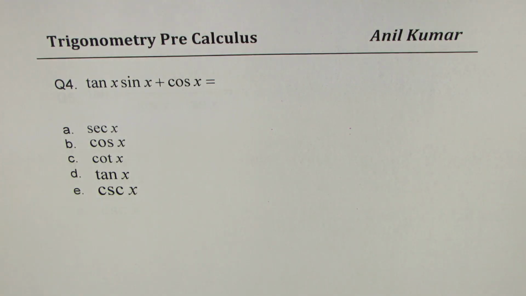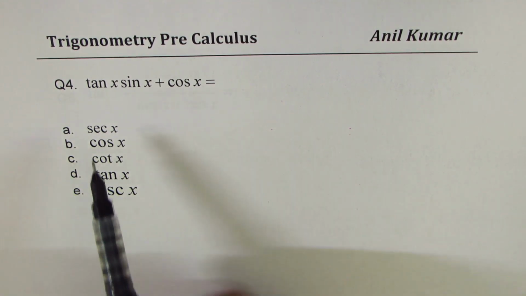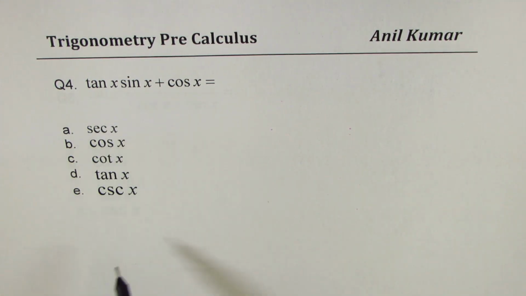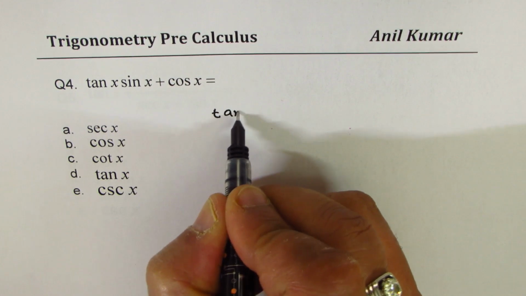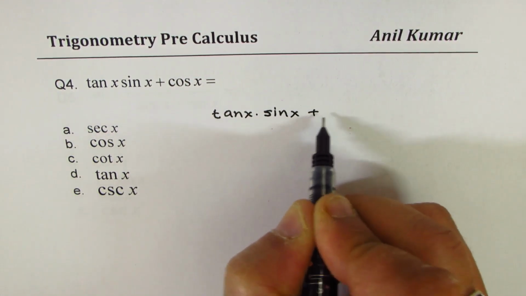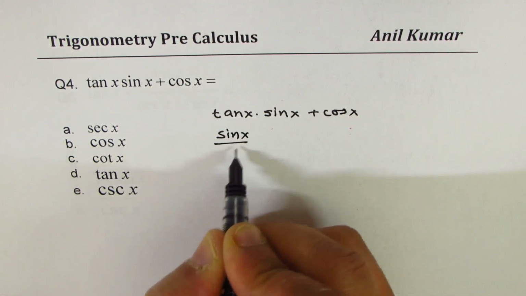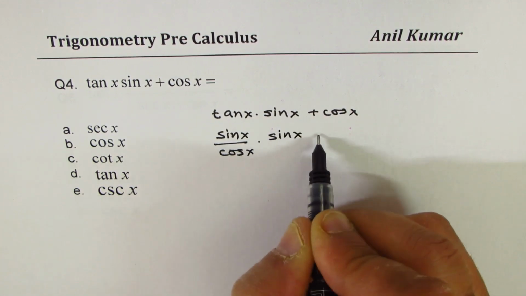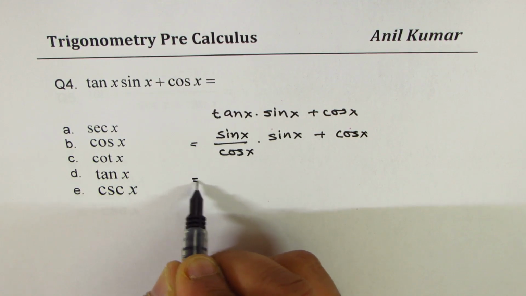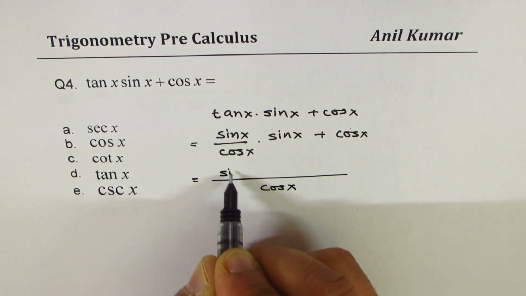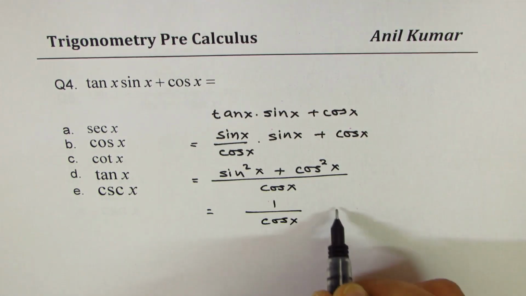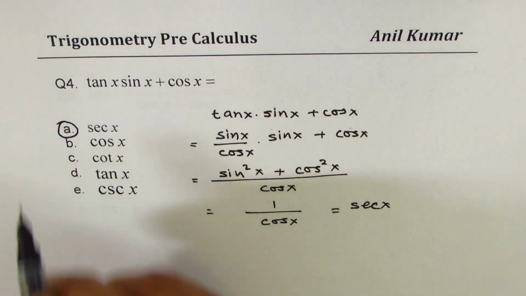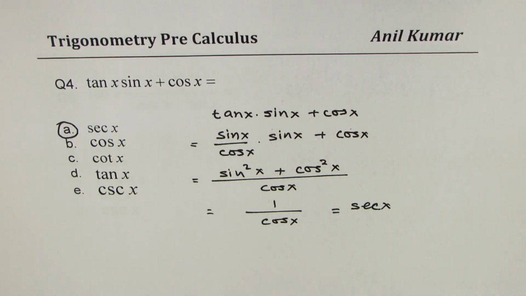Okay, let's move on. Now we have taken trigonometric ratios. We'll move to trigonometric identities. Question number 4. Tan x sin x plus cos x equals what? So let's try to write them in sine and cosine. So we can write tan x as the ratio of sine x over cosine x, correct? So let's do it. So we get sine x over cos x times sine x plus cos x. Now cos x is the common denominator. So we get sine square x plus cos square x. Now that is clearly 1 over cos x, which should be secant x. So we get option A as the right option, right? So this trigonometric expression is equal to secant x.